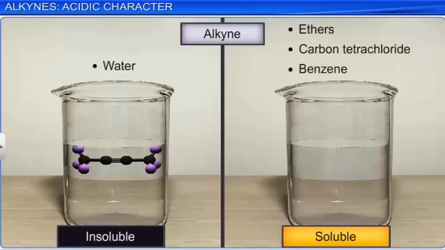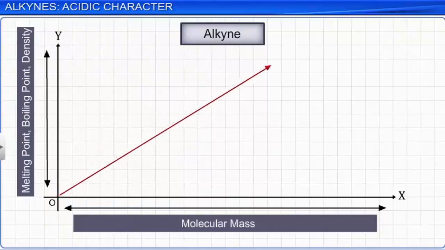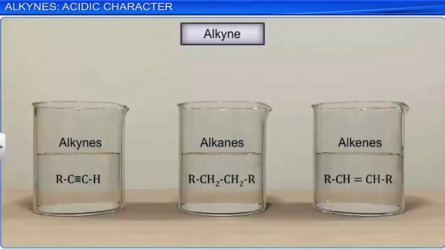The melting point, boiling point, and density of alkynes are directly proportional to their molecular masses. Coming to their chemical properties, alkynes exhibit more acidic behavior than alkanes and alkenes.